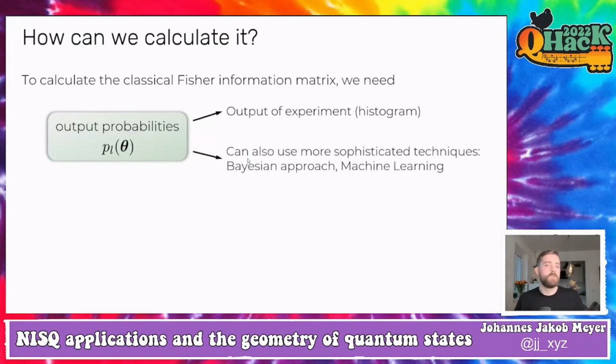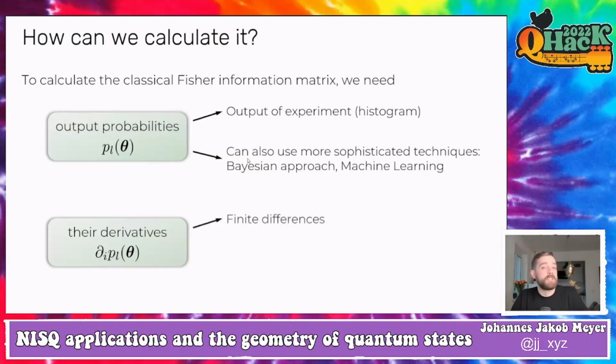Otherwise, you could also do more sophisticated stuff. For example, you could use a Bayesian approach, have some prior distribution for those output probabilities, or use some machine learning techniques. And the second ingredient is the derivatives of those output probabilities with respect to the parameters. For those, you could either resort to finite differences, or you could use the parameter shift rule, which is just a smarter way of getting those derivatives on quantum hardware or near-term hardware.